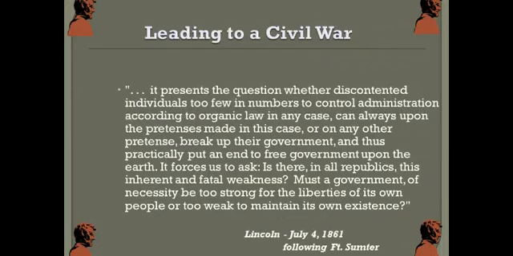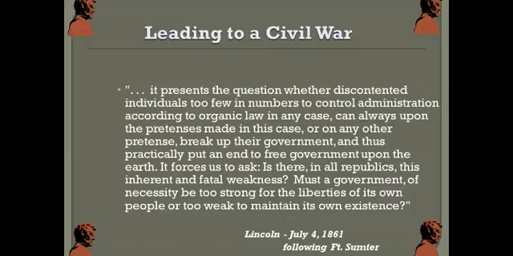So, some key ideas. This is a quote from Lincoln that I really found influential. And so I'm going to read this to you, and I want you to think about it as we move forward and launch into the Civil War. It presents the question whether discontented individuals, too few in number to control the administration according to organic law in any case, can always, upon the pretenses made in this case, or on any other pretense, break up their government, and thus practically put an end to free government upon the earth.